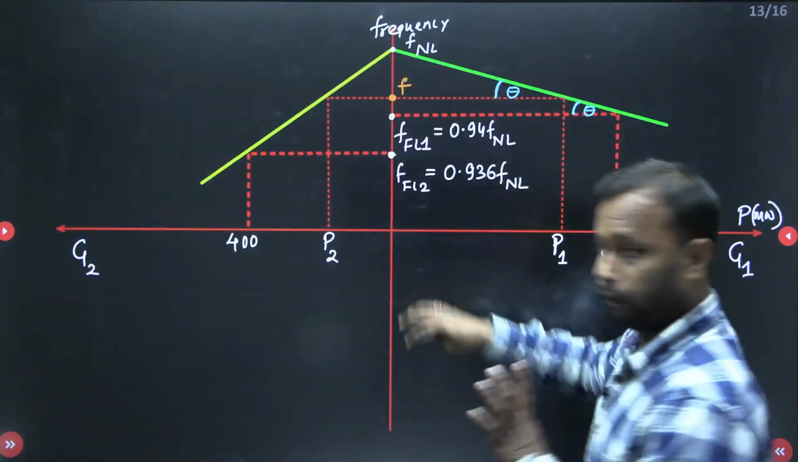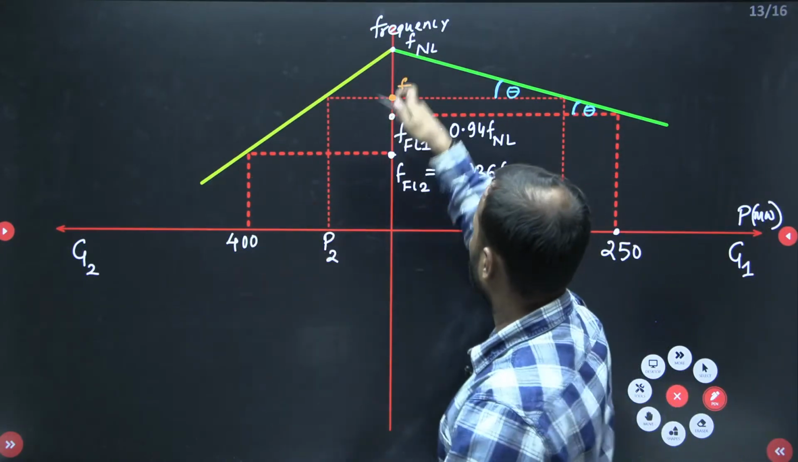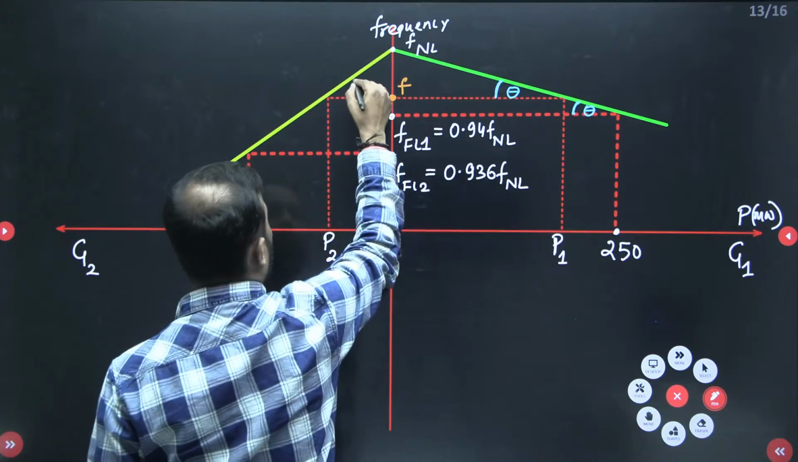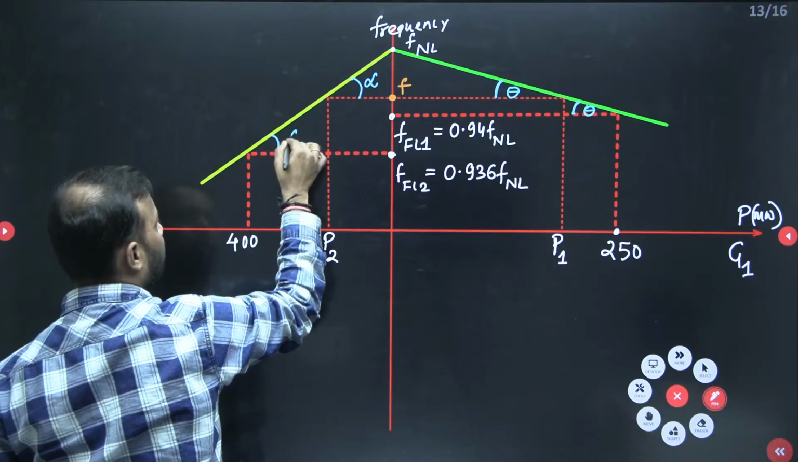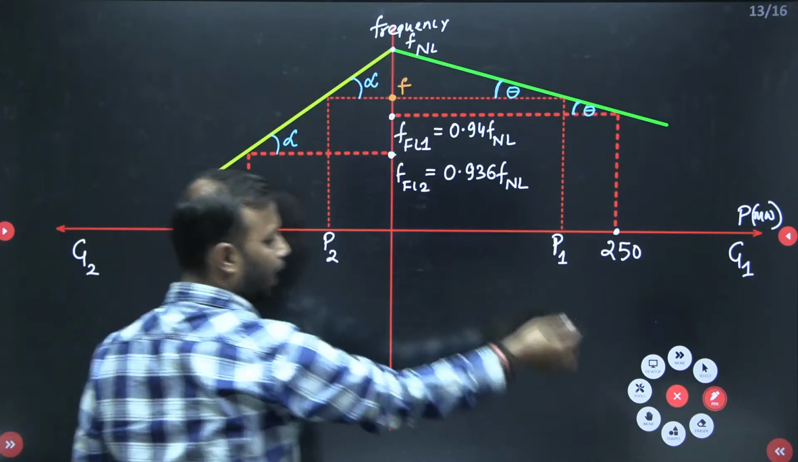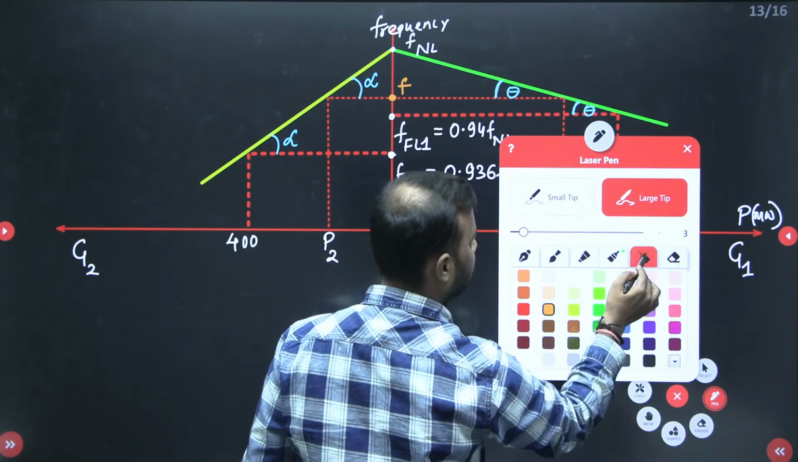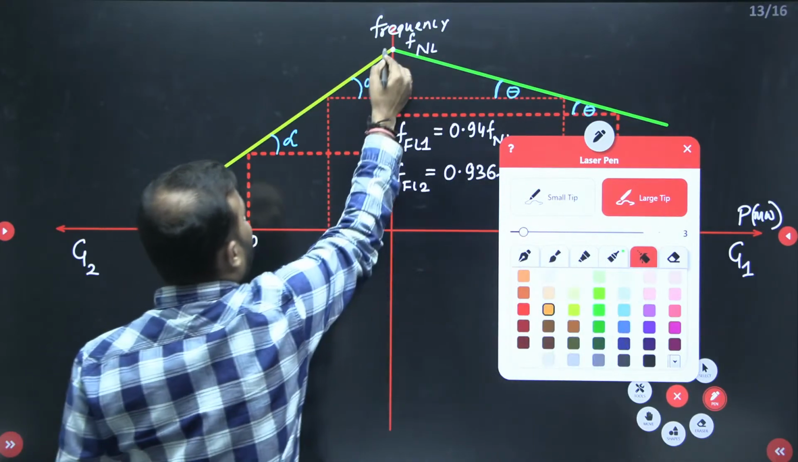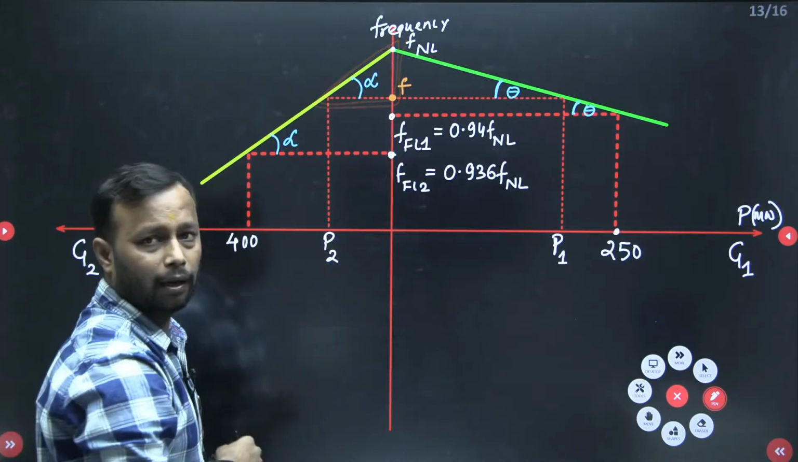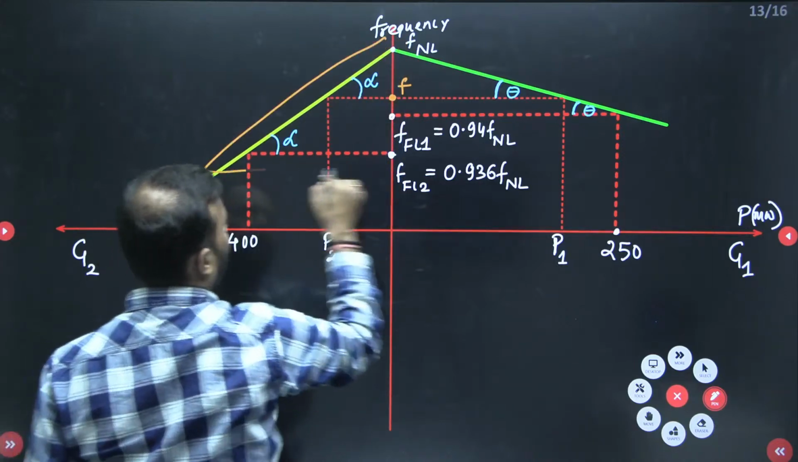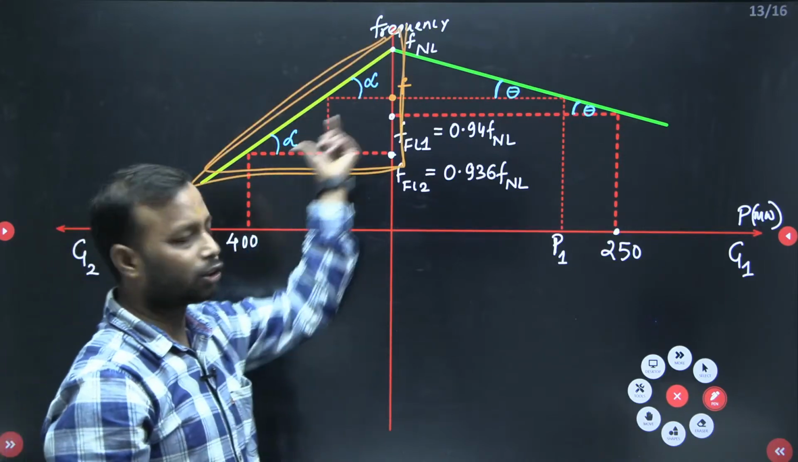Now, we have got the relation for P1. Similarly, for P2 or generator 2, look at this angle, alpha. So, this angle and this angle will be same. I mean to say that this triangle and this bigger triangle, these two are similar because these two angles are same.